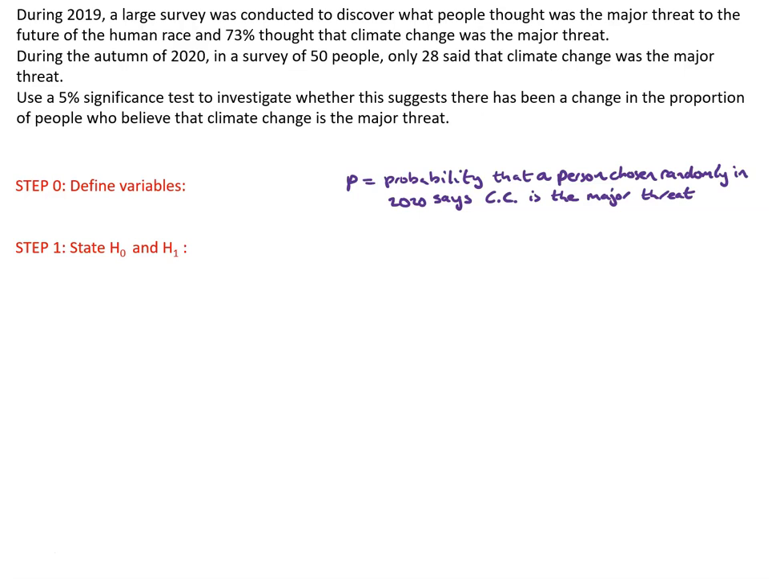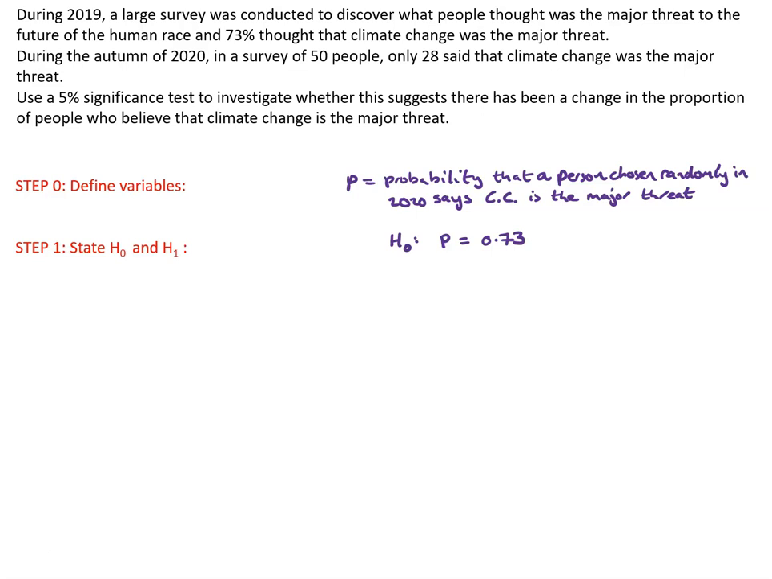The null hypothesis is the one which we will be doing all our calculations on. The null hypothesis is going to simply say that there is no change in the proportion who say that climate change is the major threat. In other words, the value of P is 0.73.